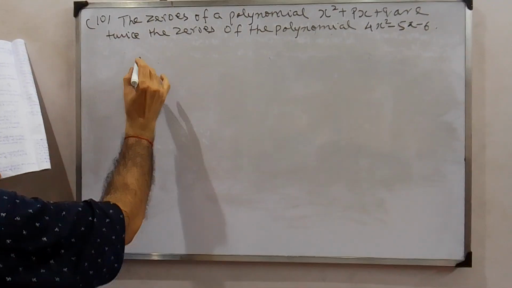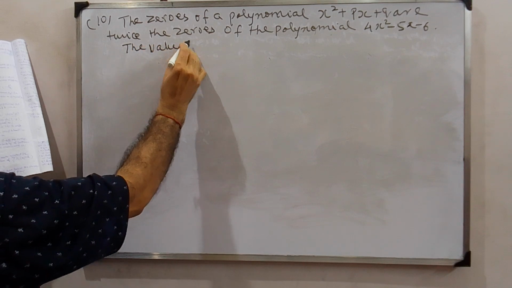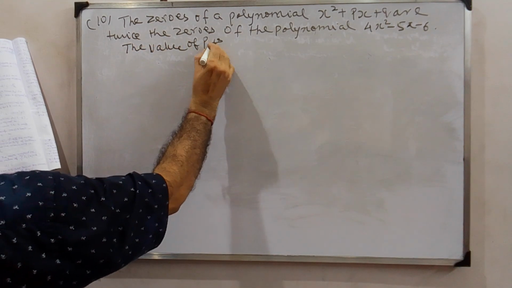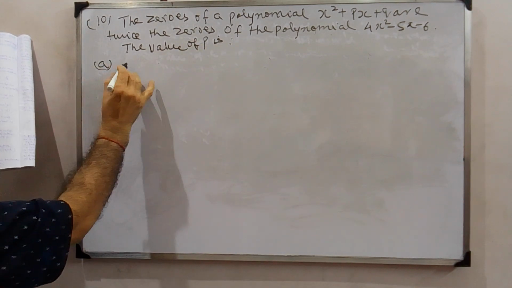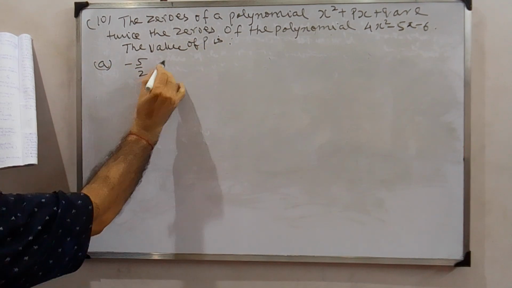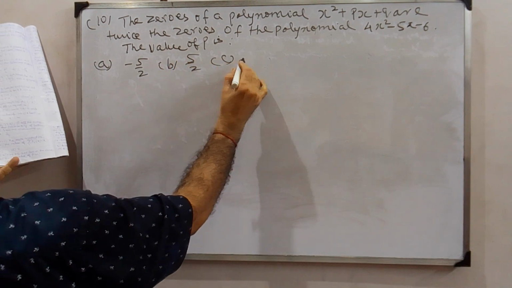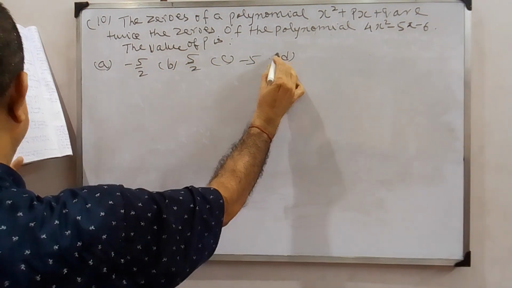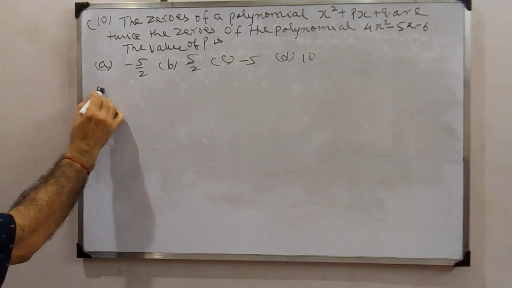The value of p is, we have to find the value of p. Here the four choices are given. A is minus 5 by 2, B is 5 by 2, C is minus 5, and D is 10. So see here how we will do it.